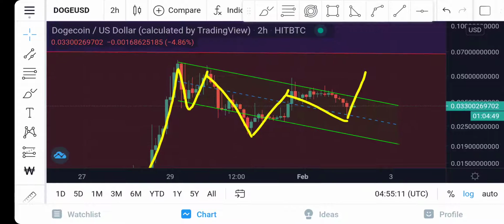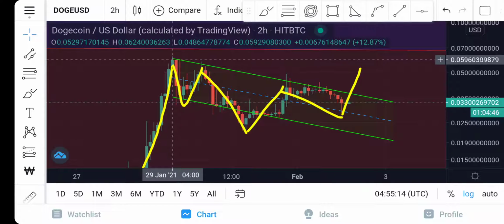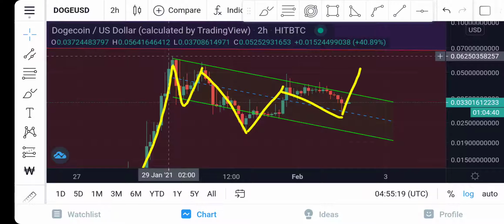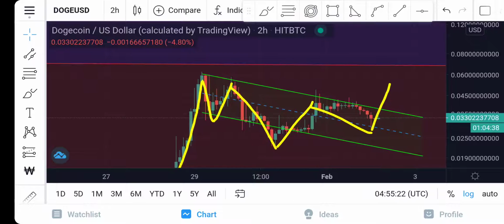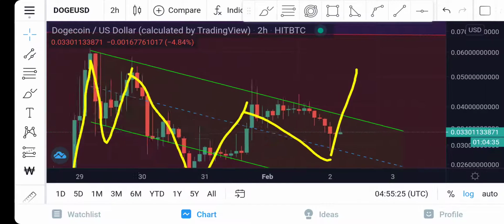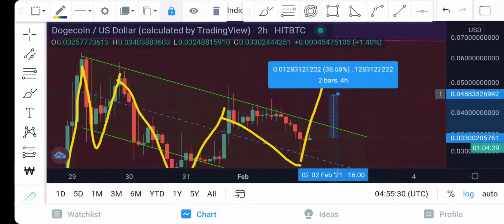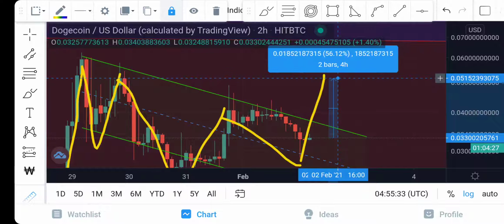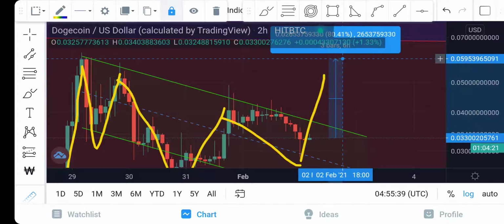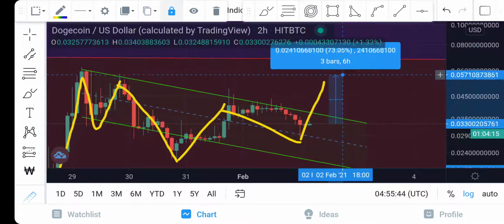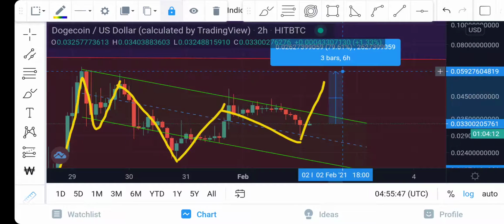That was the high that we made on January 29th, 2021. So at current prices, we could see percentage gains of 55% and 79%. So 55 to 79% increases could be coming.